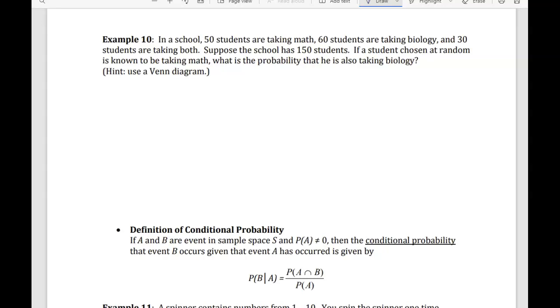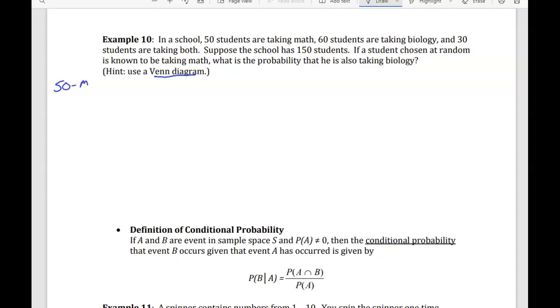Let's continue looking at conditional probability. And with conditional probability, we're also going to look at Venn diagrams. Be careful with Venn diagrams, because you also have to pay attention to the center of the Venn diagram. What is overlapping? So in a school, 50 students are taking math.